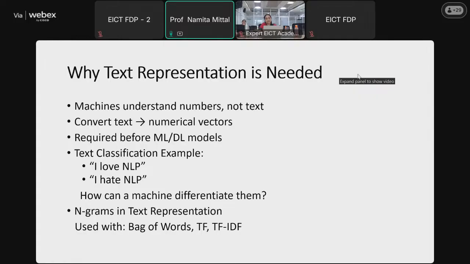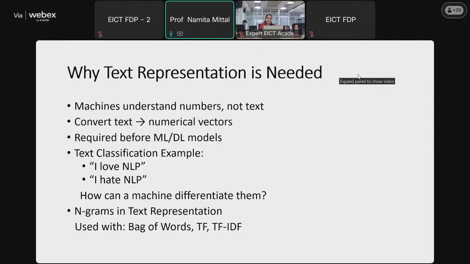TF-IDF, we have seen word2vec, GloVe, skip-gram, and contextual embedding. Some are sparse, some are easy to understand, some are easy to compute, some are different. But they are not considering the context and they are not considering the order. To overcome these challenges, we reach contextual embeddings. So this is needed before ML and DL models.